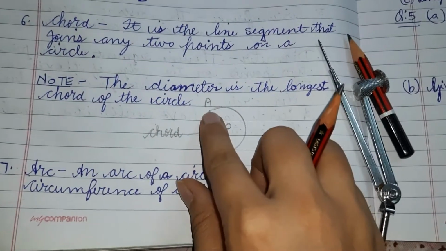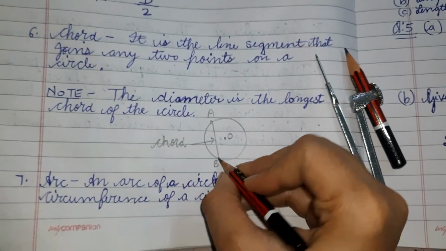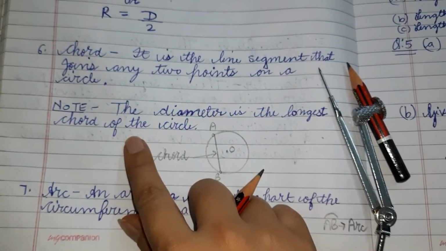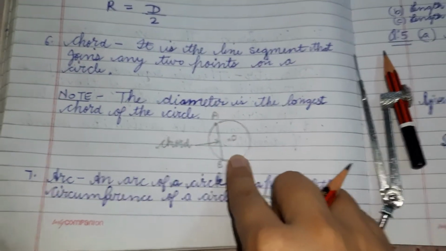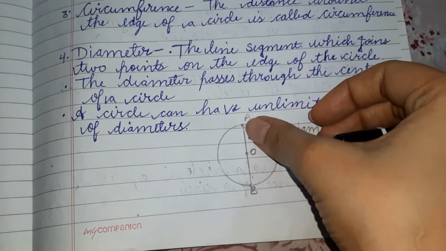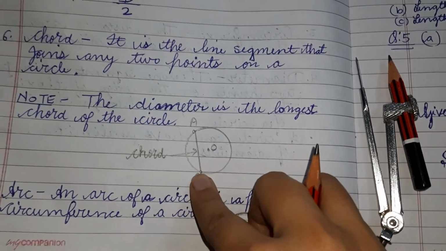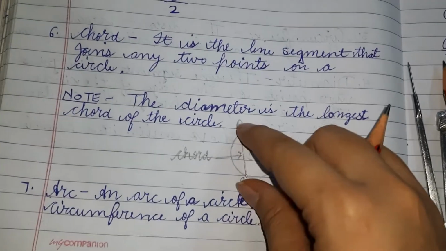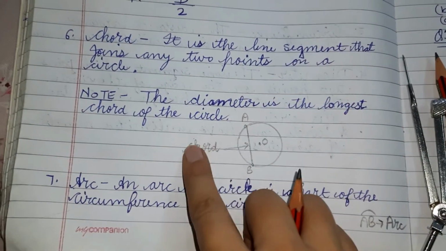Okay, so now if I take any 2 points on the circumference of the circle and I join these 2 points, this will be called a chord. But the difference is that a chord doesn't pass through the center of the circle, whereas a diameter passes through the center of the circle. So if you join any 2 points on the circumference of a circle, the line segment obtained is known as a chord.